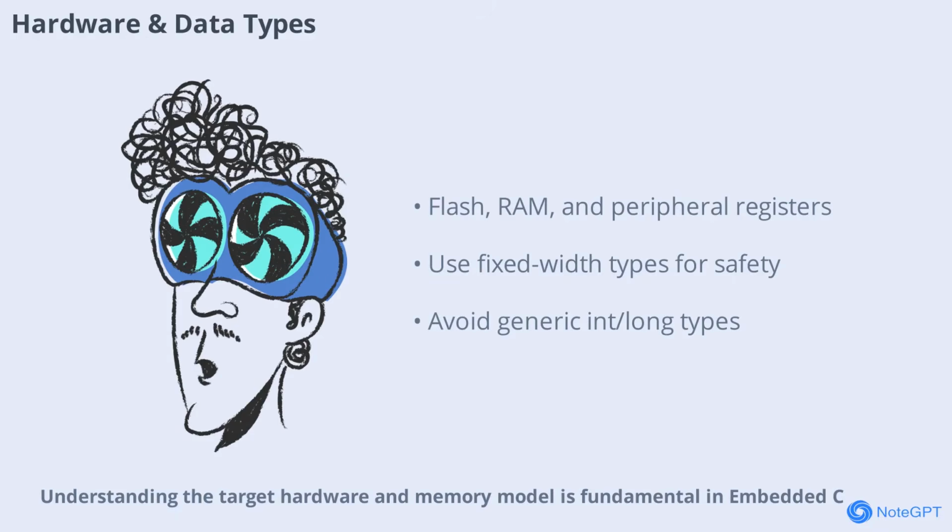In Embedded C, microcontrollers typically have separate regions for flash, where code resides, RAM for data, stack and heap, and memory-mapped peripheral registers. For example, defining a UART peripheral involves mapping its base address and using typedefs to describe its register layout. Data types are equally important.